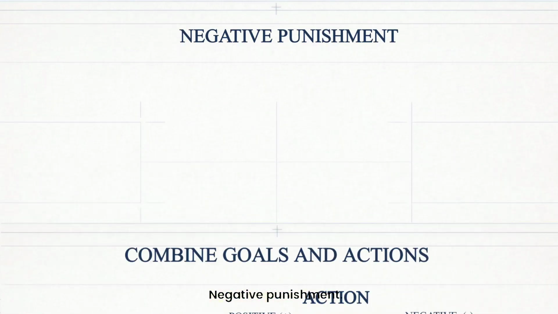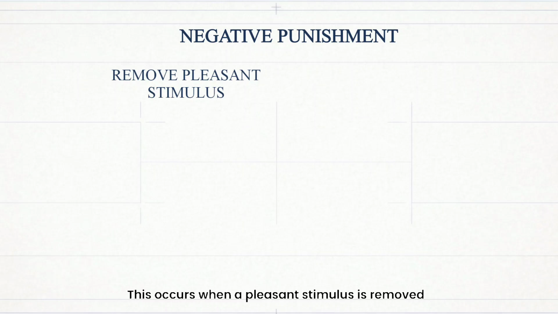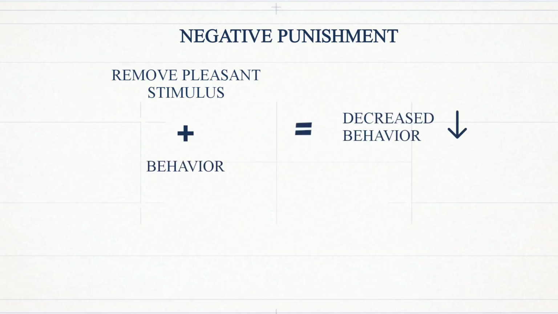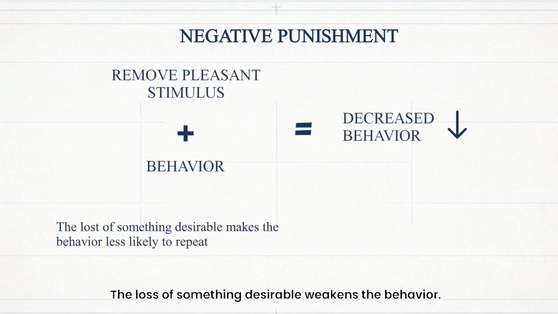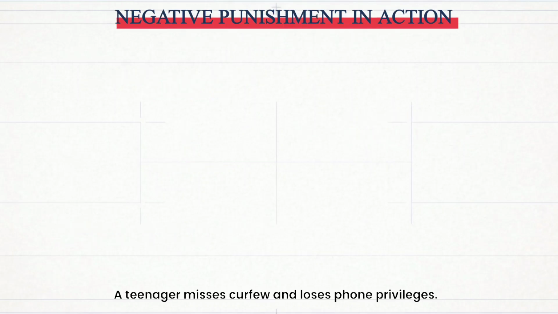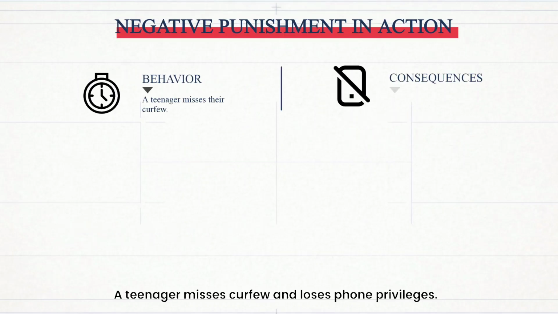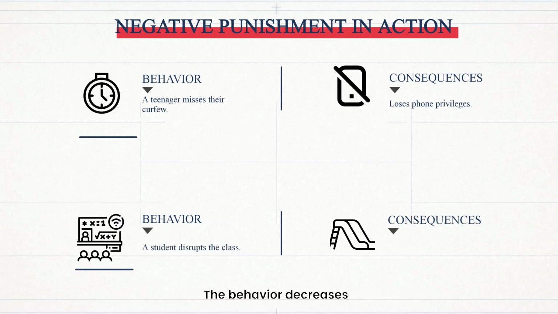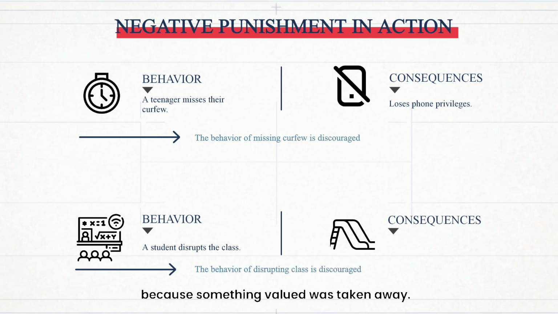Negative punishment. This occurs when a pleasant stimulus is removed after a behavior, reducing its likelihood. The loss of something desirable weakens the behavior. A teenager misses curfew and loses phone privileges. A student disrupts class and loses recess time. The behavior decreases because something valued was taken away.